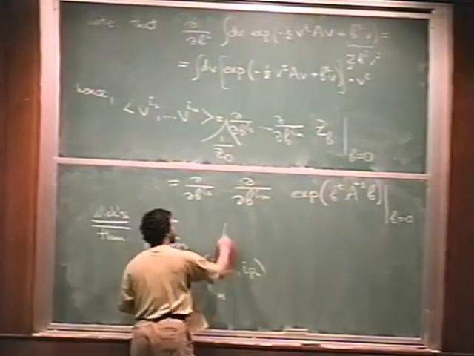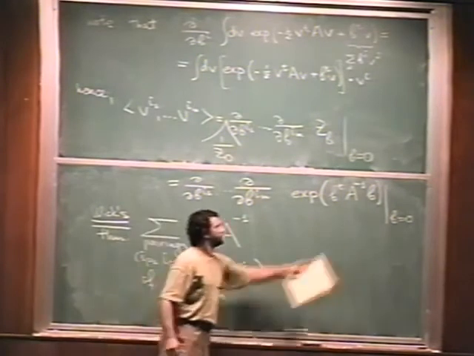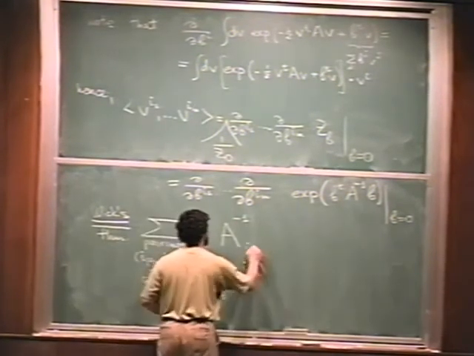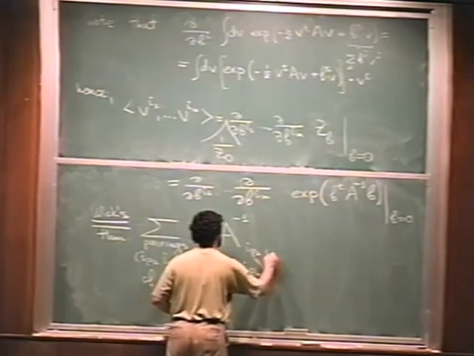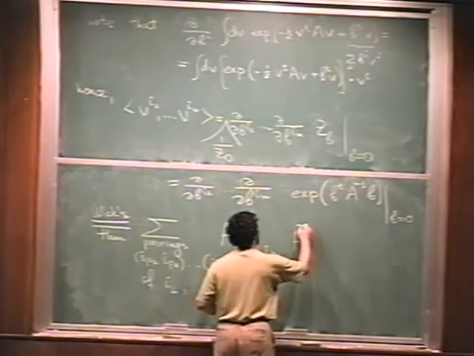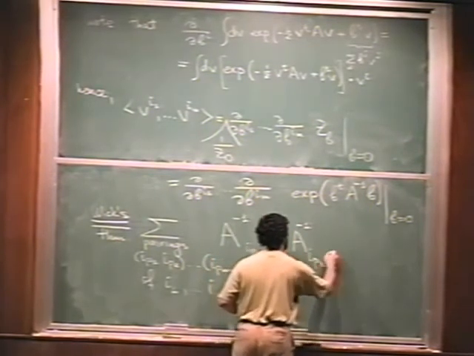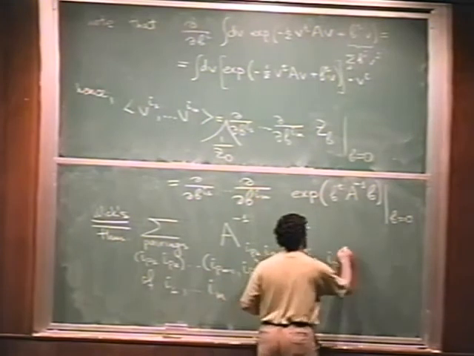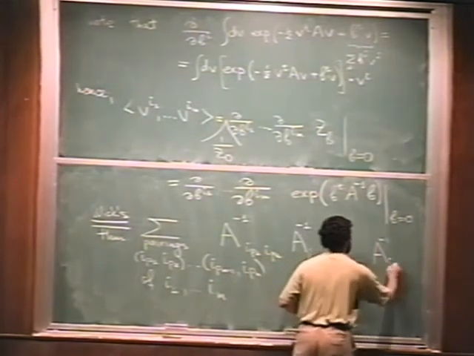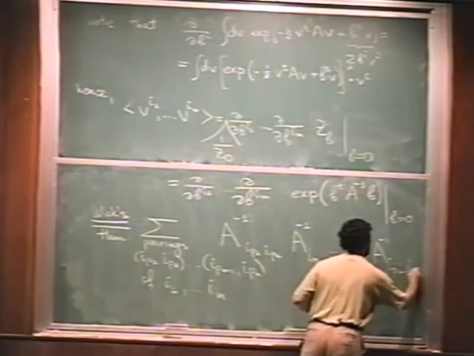And then here I should just write this operator A inverse, this quadratic form with pairs of indices. So here goes A inverse of (i_P1, i_P2), times A inverse of (i_P3, i_P4), times, etc., A inverse of (i_P(m-1), i_Pm).